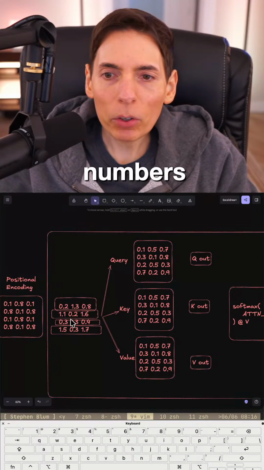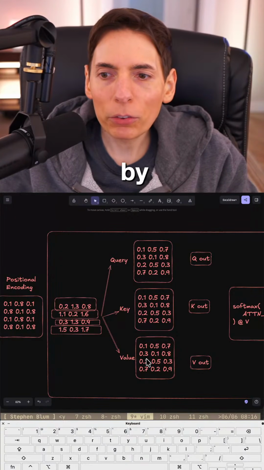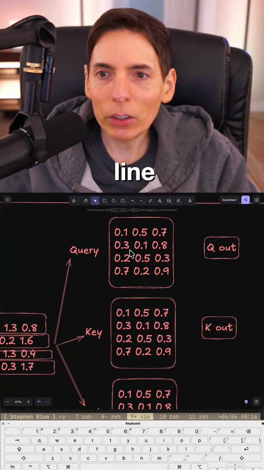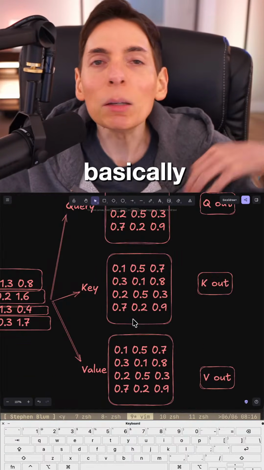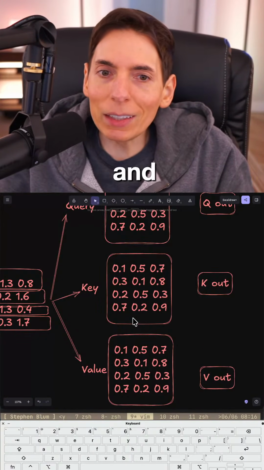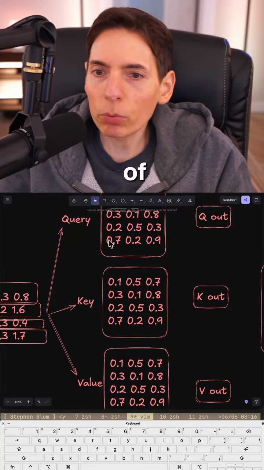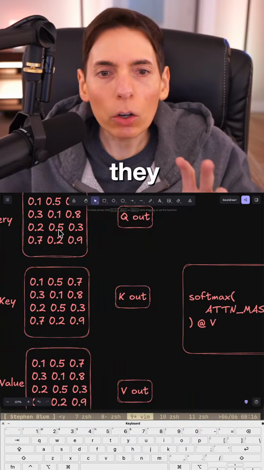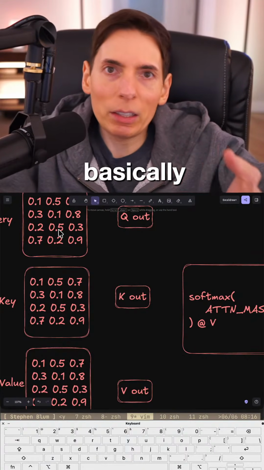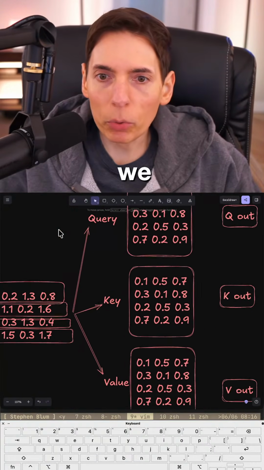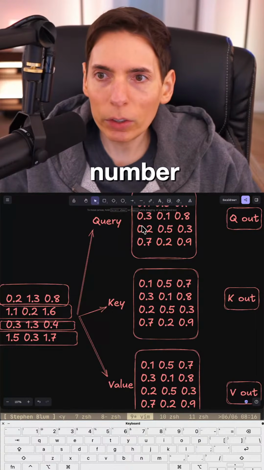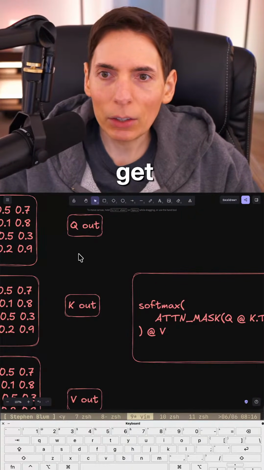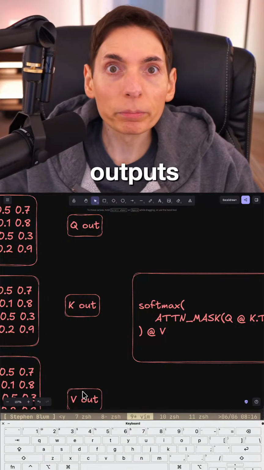We take these numbers and we multiply them by 3 different types of matrices, the query, key, and value. So you've got a linear layer, another linear layer, linear. Basically, it means a matrix. And these numbers are also random. 1, 2, 3, a whole bunch of random. And then this gives us what they call projections. It basically means it's a matrix multiplication. So we multiply all these numbers by all these numbers up here. And we do the same thing for key and the same thing for value. And so we get essentially 3 outputs.